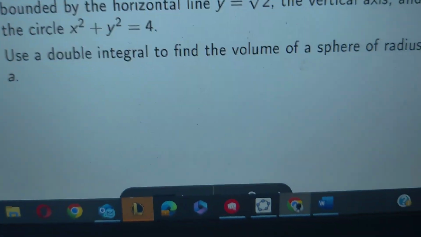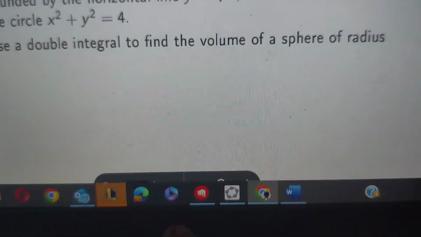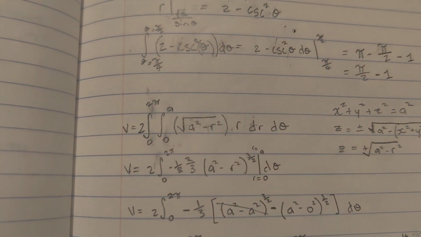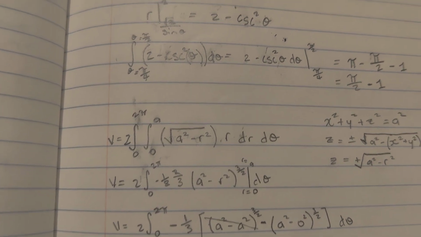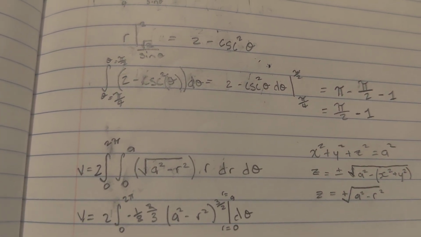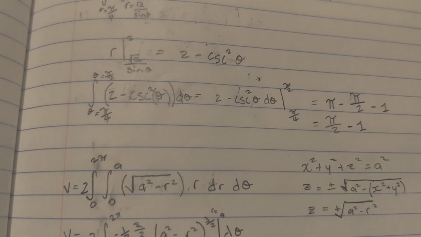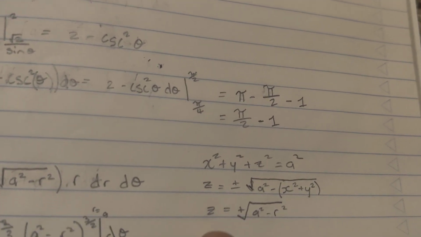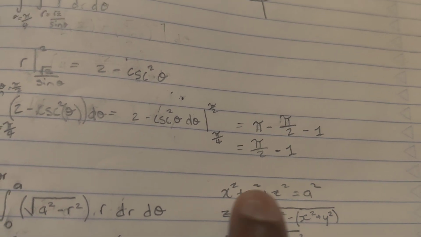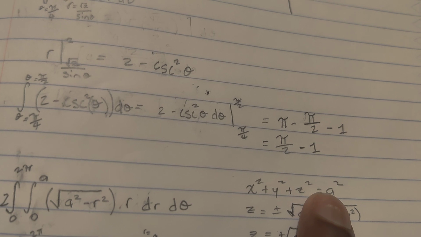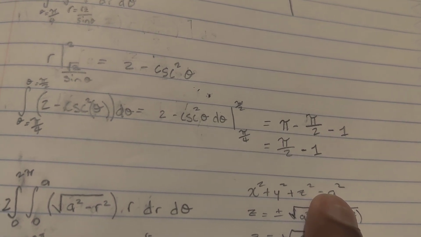The other question wanted us to find the volume, using double integrals, of a sphere of radius a. So we only really need to know the radius, because if you know the general formula for the volume of a sphere, the only thing that's not constant in that is the r. So we're going to set, and this is the general formula for a sphere. It's just like a circle, but there's one more plane, so that's why we have the z squared, and we know that's equal to a squared, which is the radius.